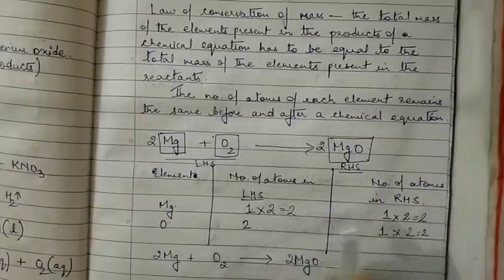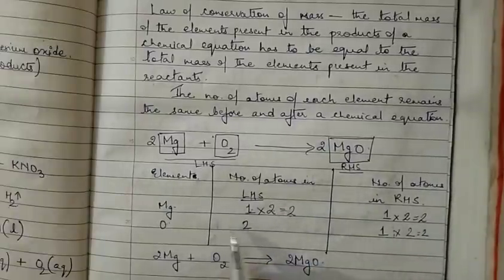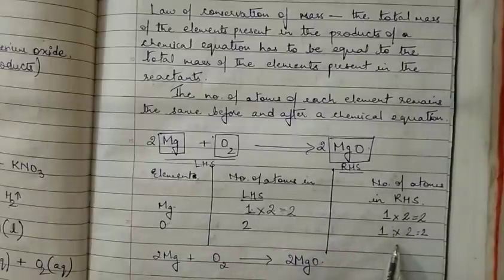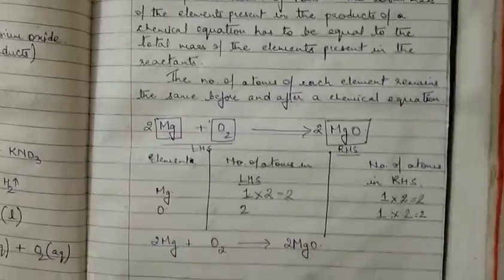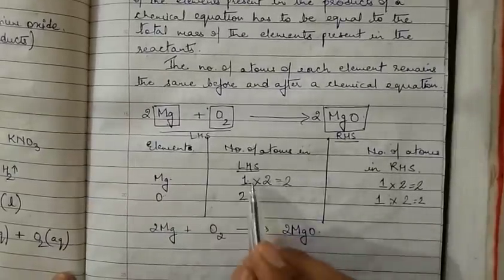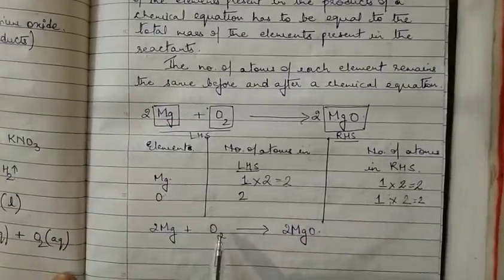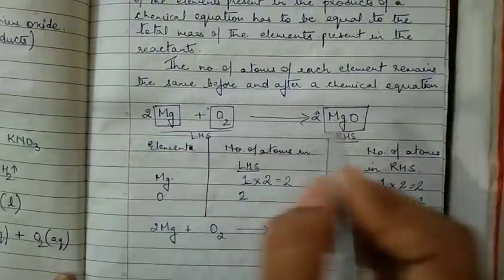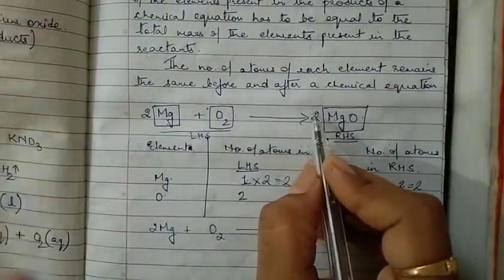So when we multiply this by 2, the number of magnesium atoms on the left hand side becomes 2, on the right hand side is 2, number of oxygen atoms on the left hand side is 2, and number of oxygen atoms on the right hand side is 2. So in this way our equation has equal number of atoms on the left and right hand side. So we write a 2 here and we write a 2 here because we have multiplied it.